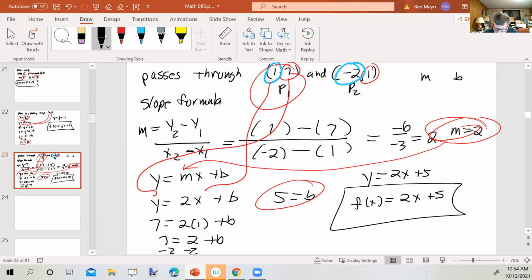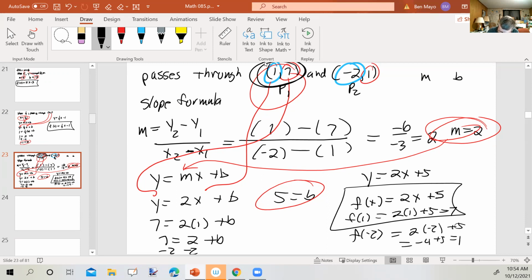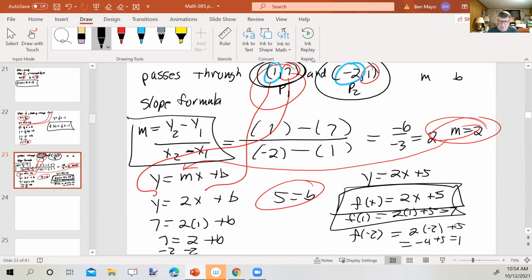Let's check our work. Let's make sure that both points are solutions. If x is 1, f of 1 would be 2 times 1 plus 5, which is 7. So this point checks. F of -2 would be 2 times -2 plus 5, which is -4 plus 5, which is 1. So that point checks. Any questions there? So we've got the slope formula.